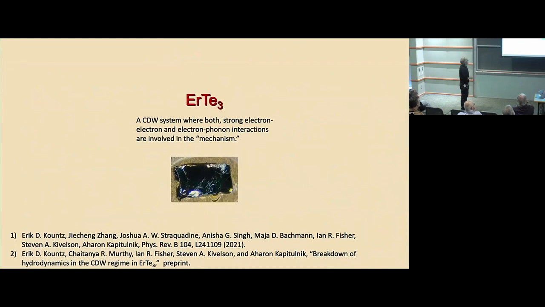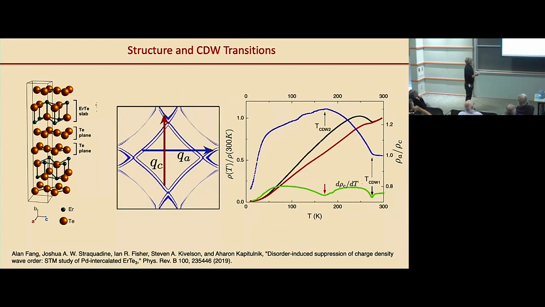Right. Okay, again, time is short, so let me move now to the more interesting system. That's erbium tellurium 3. It's one of a family of rare earth tritellurides. And we again measured all three quantities, but this time there are two phase transitions.